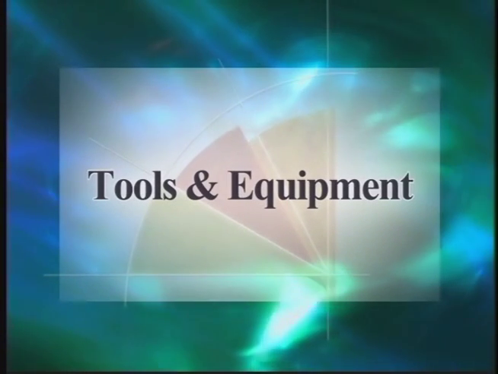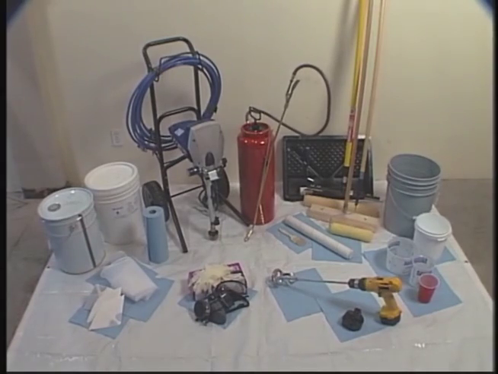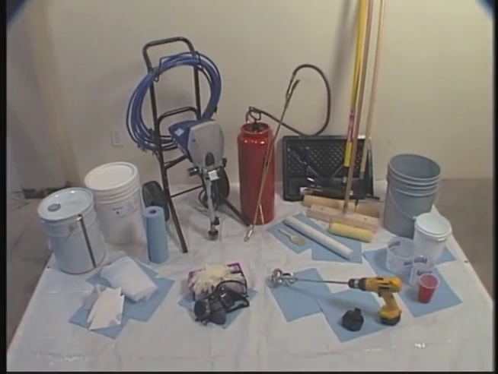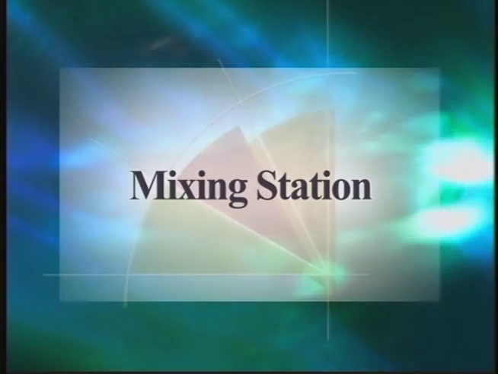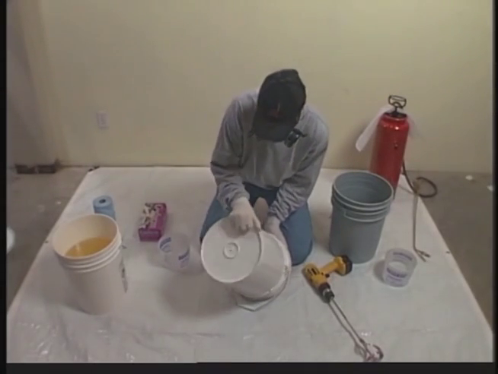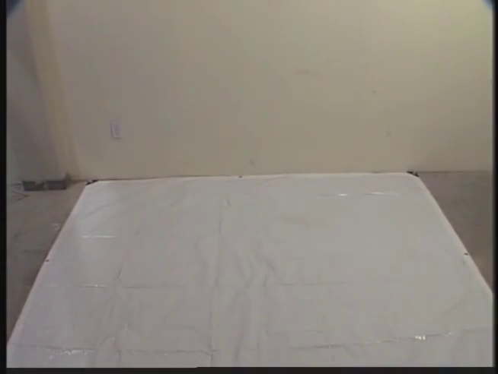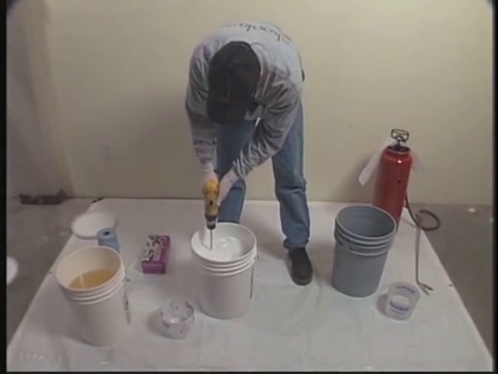Tools and equipment for sealants, coatings, and finishes. Here are some of the standard tools required for applying sealants, coatings, and finishes. Mixing station. When setting up and organizing the mixing station, carry out the following important points. Protect the floor with tarps or plastic sheets. Have chemical-resistant measuring, mixing, filtration, and application equipment ready. Be prepared to clean up any splashes or spills immediately.